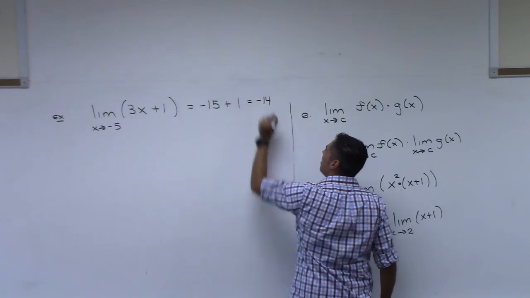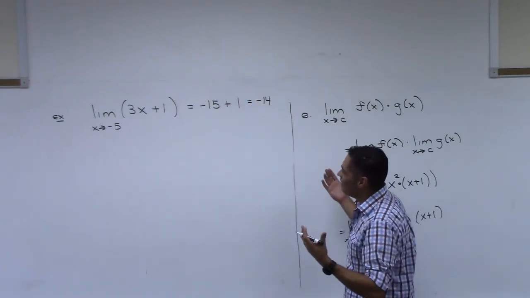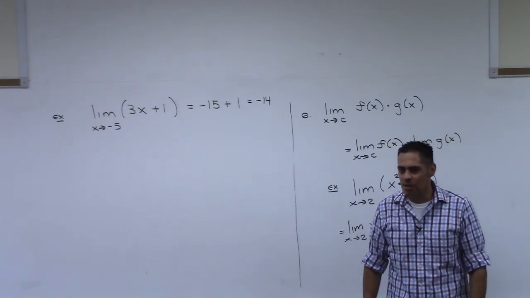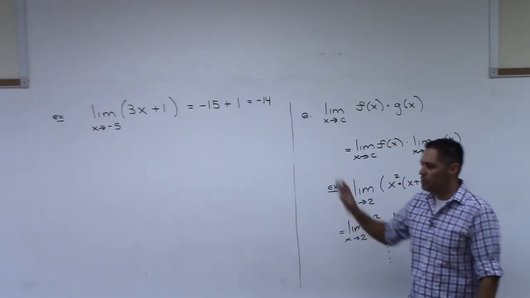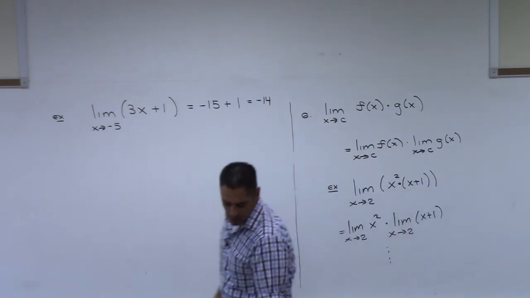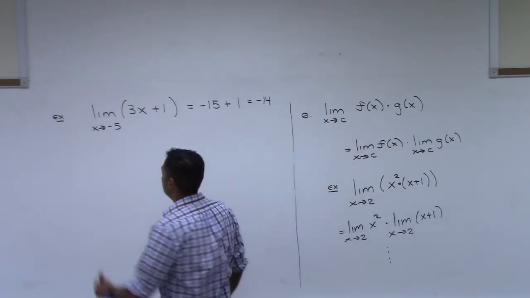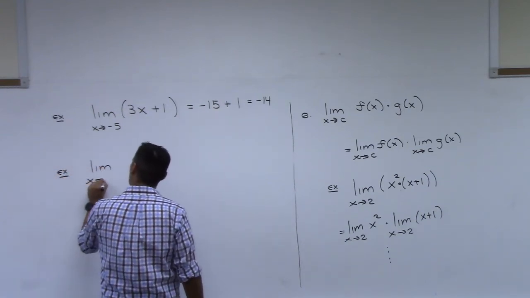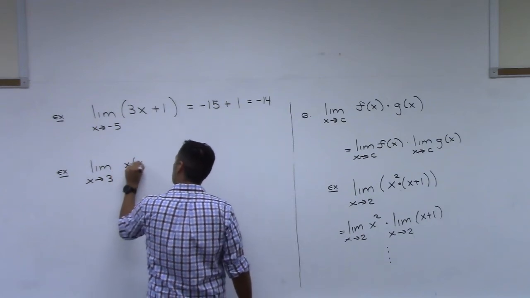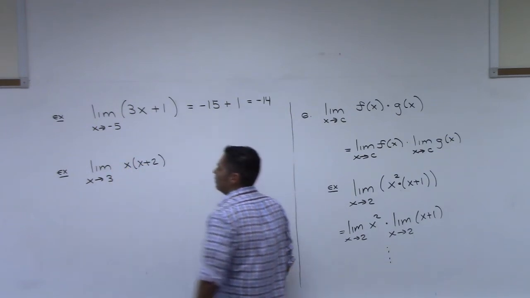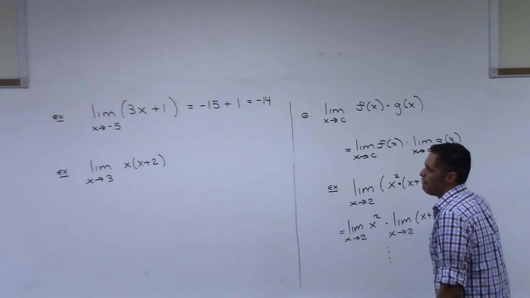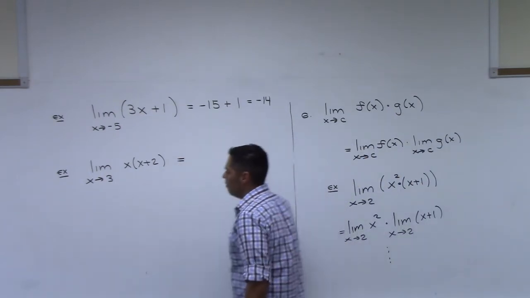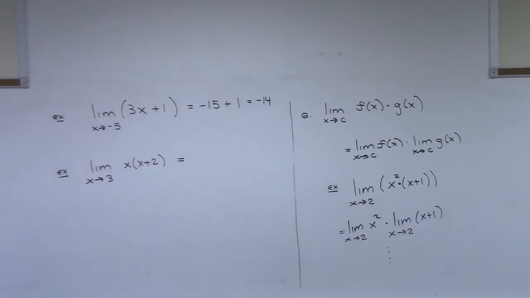Doesn't it just seem like all you're doing is plugging in -5? Why are we going through all this? Just wait, because these are very basic functions. Let's do another example. How about this one? Limit as x approaches 3 of x times x plus 2. What does this equal? What does your gut tell you here?